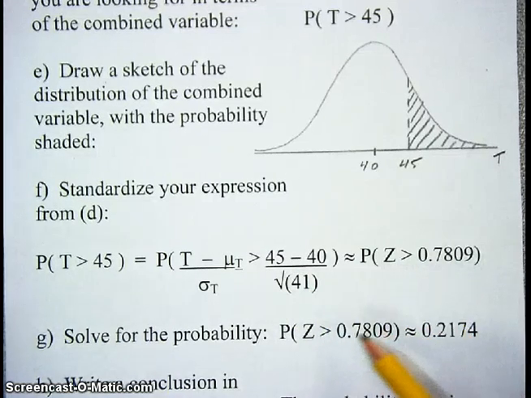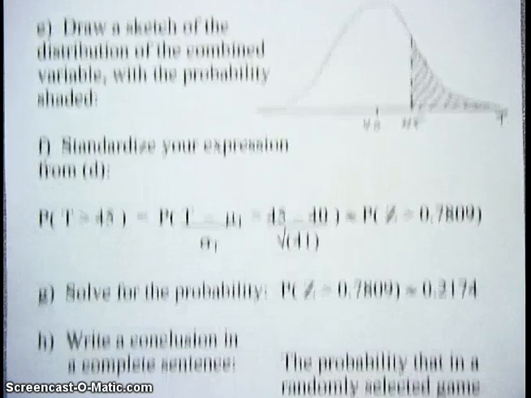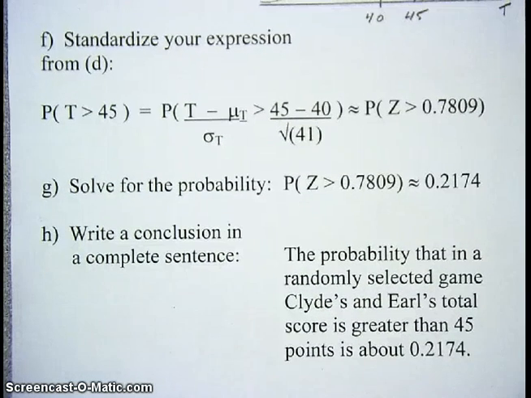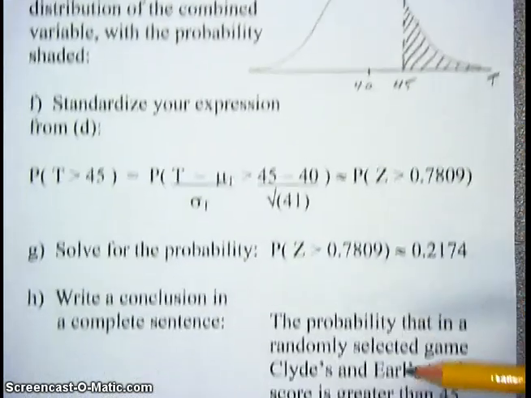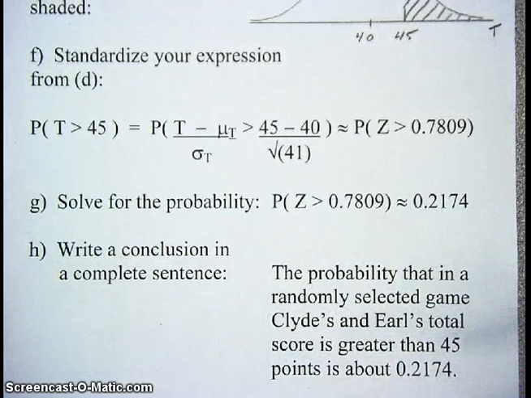And we can solve for that using our calculator. If you go to normal CDF and put this in as your left bound and put a big number like 999 in as your right bound, you will get 0.2174 for the probability we're looking for. And then you write a conclusion. The probability that in a randomly selected game, Clyde's and Earl's total score is greater than 45 points is about 0.2174.